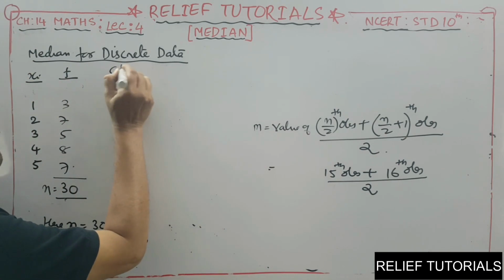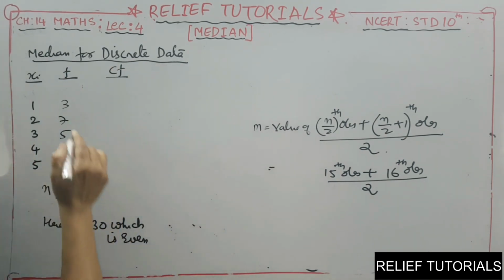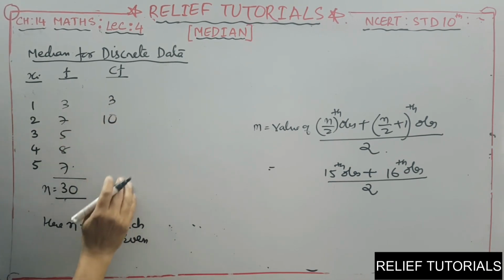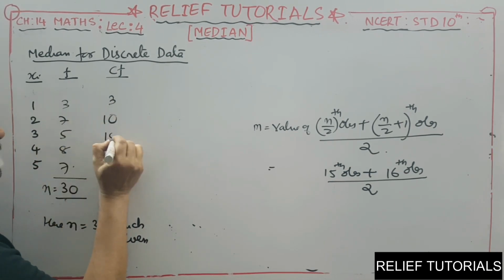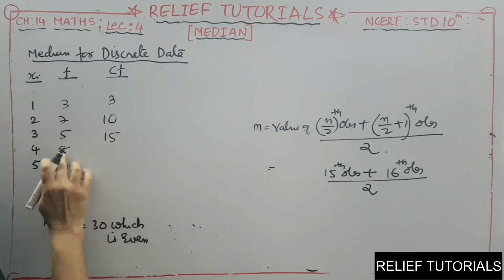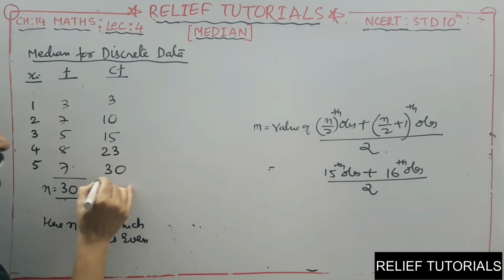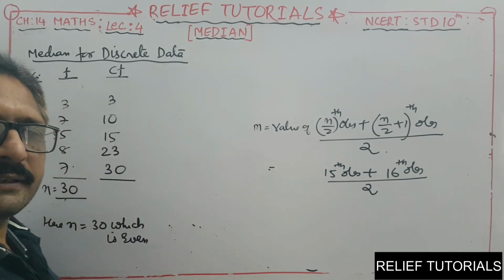Now how will we find cumulative frequency? It is easy. This is 3, so you will write 3. Now 3 plus 7, you will write 10. 10 plus 5, that is 15. 15 plus 8, that is 23. 23 plus 7, that is 30. This is the cumulative frequency.